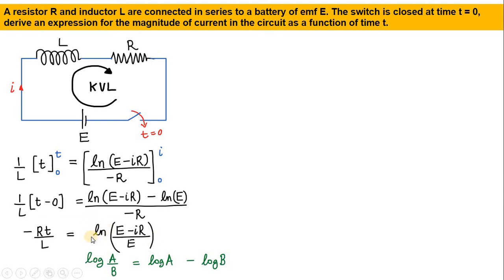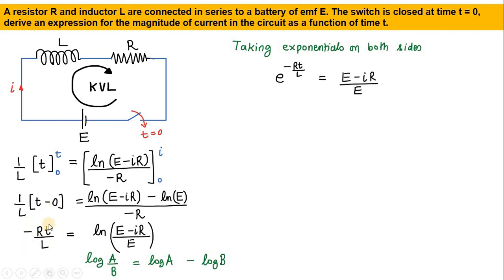Now how do we get rid of this logarithm here? The opposite of logarithm is the exponential function. So taking exponentials on both sides, or we can say taking anti-log on both sides, we get e to the power, on the left hand side we have minus Rt by L. So taking exponential, that means e to the power minus Rt by L. And when we take e power of ln of this, the ln gets cancelled and we get only this, E minus IR by E. Now let us simplify this one. Here, this small letter e, what does this mean? This is Euler's number.